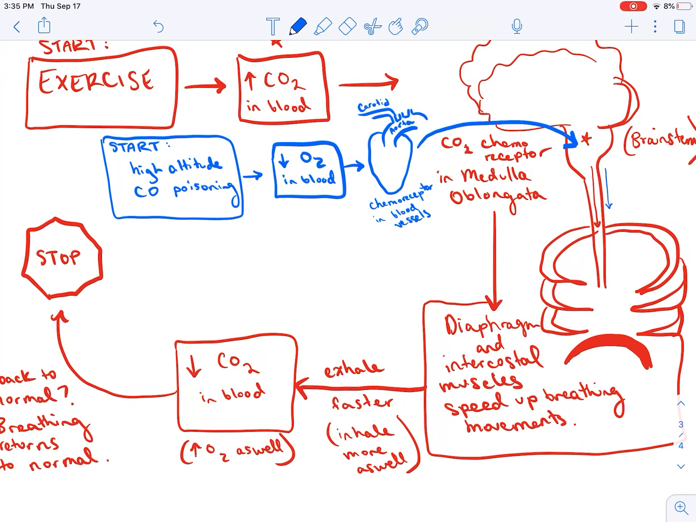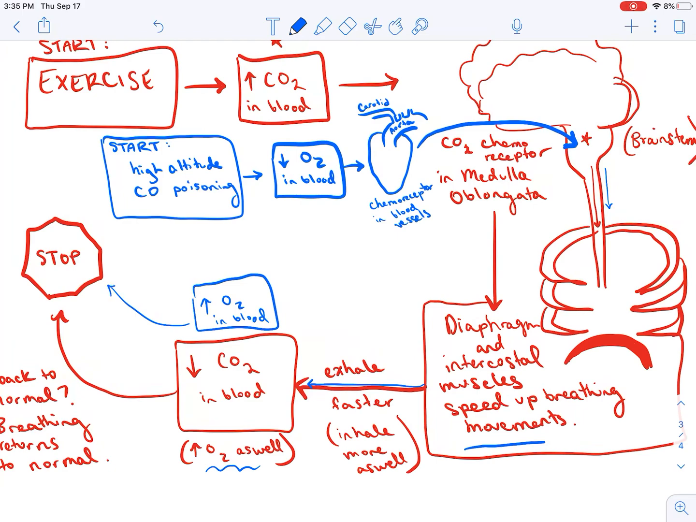It's still going to send a nerve impulse down the spinal cord. We're still going to have the diaphragm and intercostal muscles speed up breathing. We're going to inhale and exhale faster. And then the end result for the oxygen would be that you would have increased oxygen in the blood, which we kind of wrote below as a side note. Assuming that this has been effective, then the whole reaction is going to stop again.